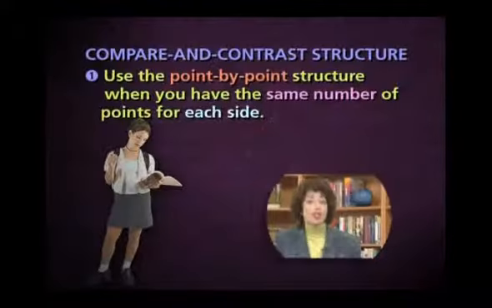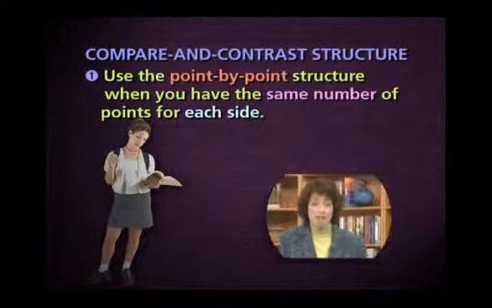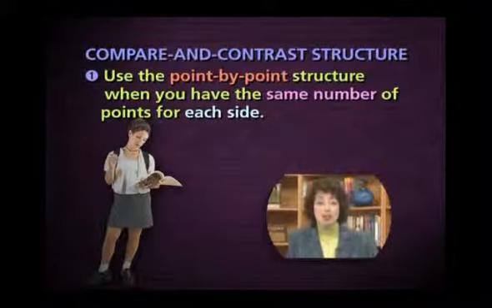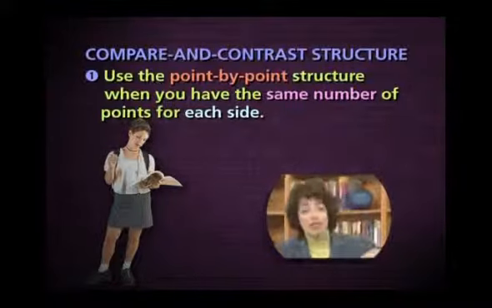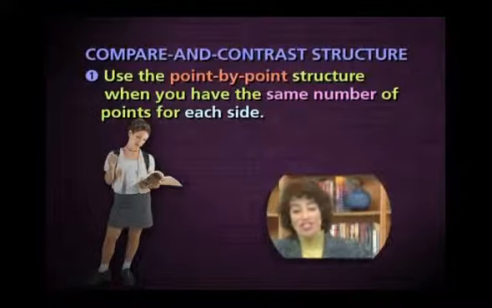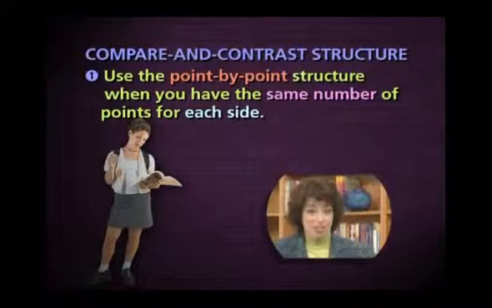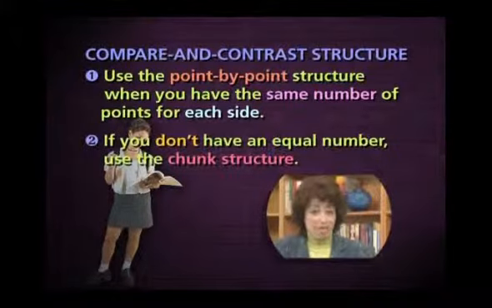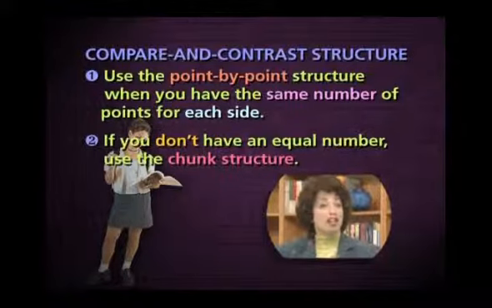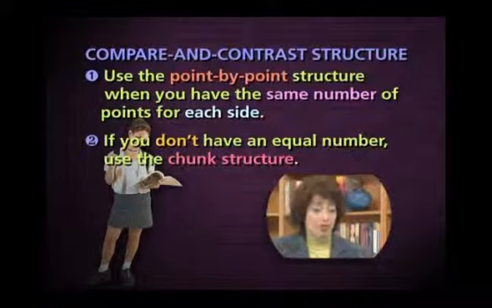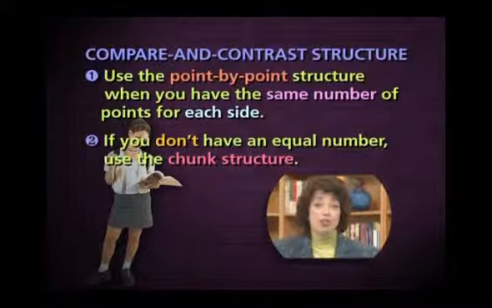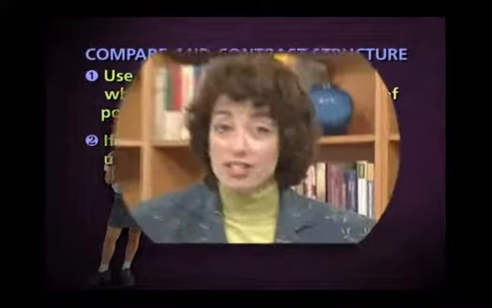Well, very simple actually. Use point by point when you have the exact same number of points for each side. So if you have 2 on this side, 2 on that side, or 3 on this side, 3 on that side, 4 on this side, 4 on that side, go with your point by point. If you don't have an equal number, let's say you have 2 for here and 4 for there, use your chunk.